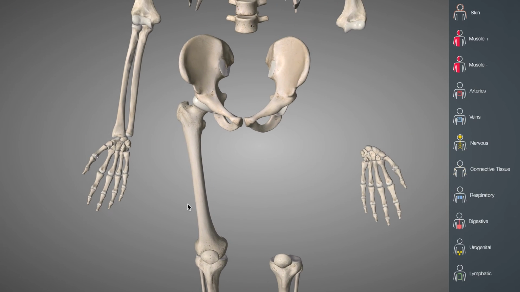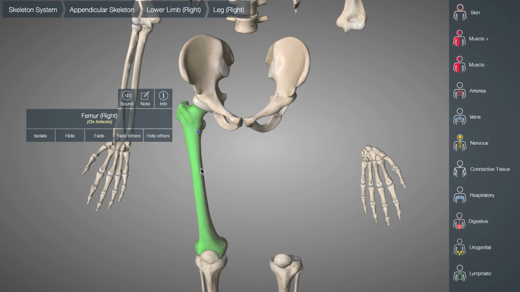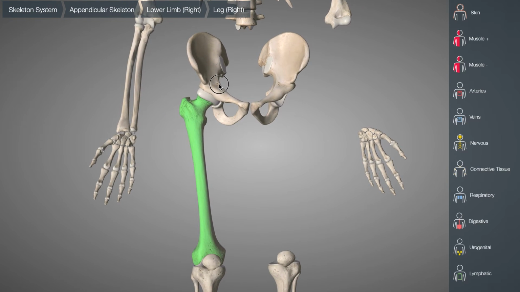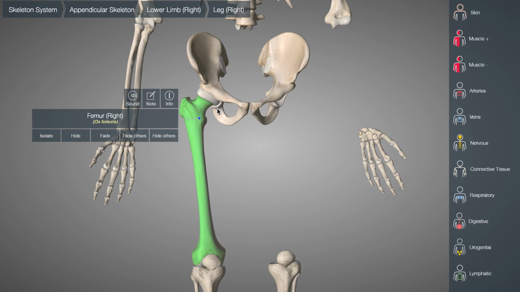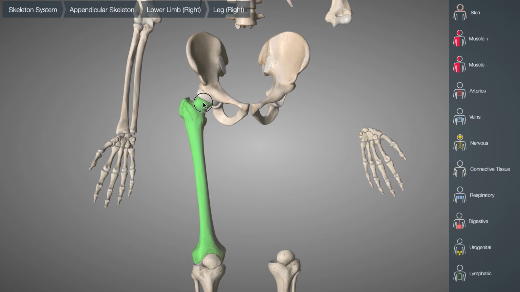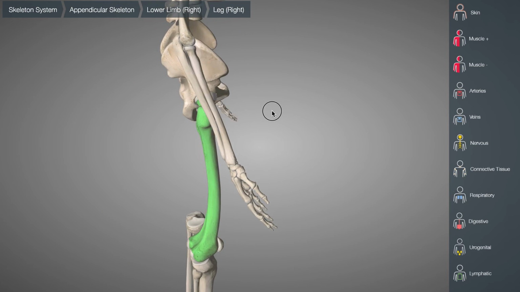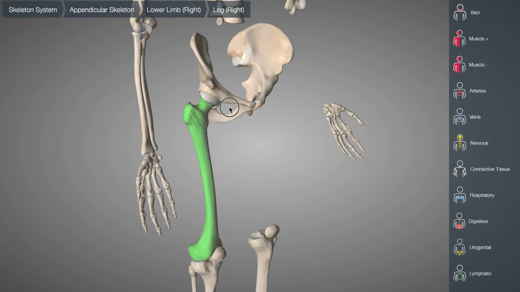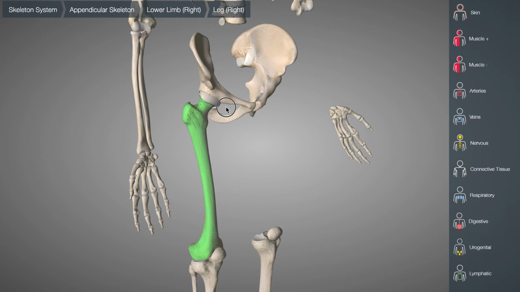Alright, so I'm going to go ahead and move on to the femur right over here. I'm going to keep it as it is, so we know how it's oriented. We have the head of the femur that goes into that acetabulum. If we have a head, then we also have a neck. I really like the femur too. It's the longest bone in the body.